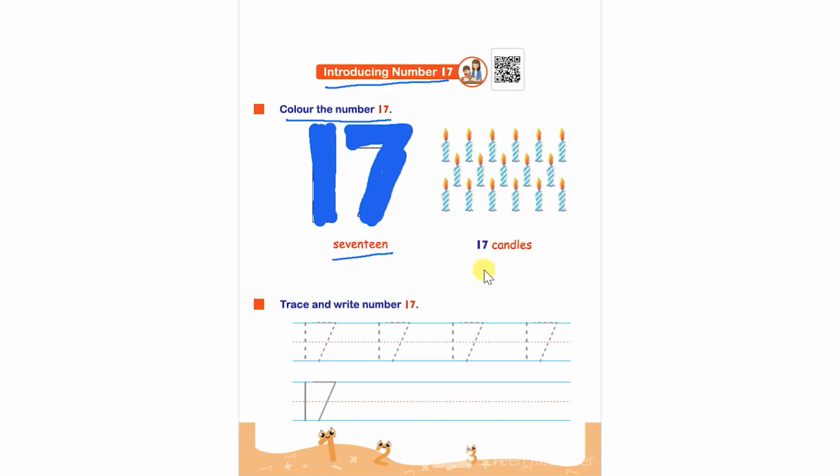and after that please emphasize them on looking at the candles given over here. So there are 17 candles, so this will help the child to visualize the given number. Trace and write the number 17. So first of all the child has to trace the number 17 which is given over here and complete doing the same in the first row, and in the next row they have to write the same on their own.